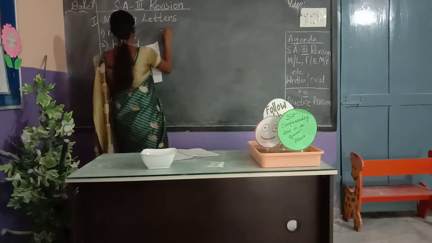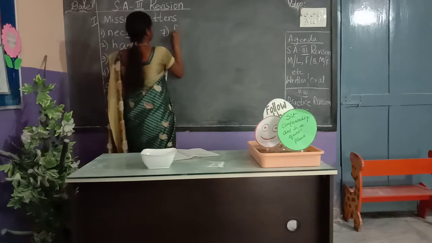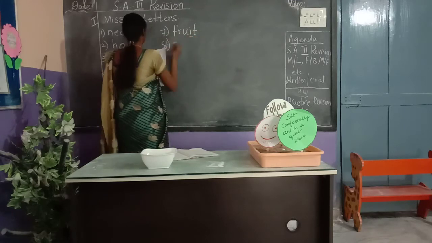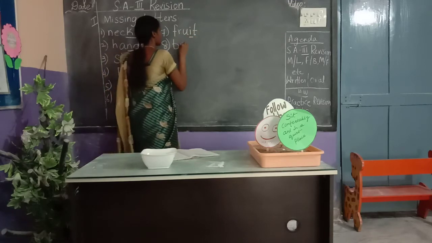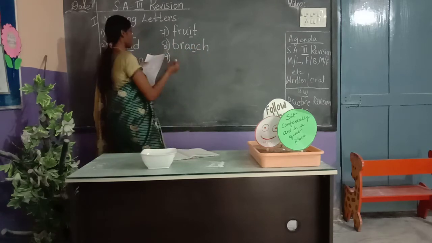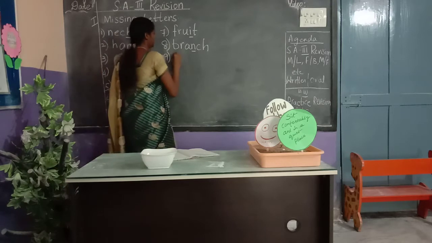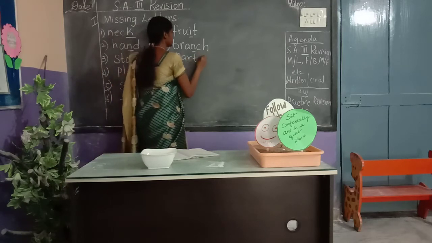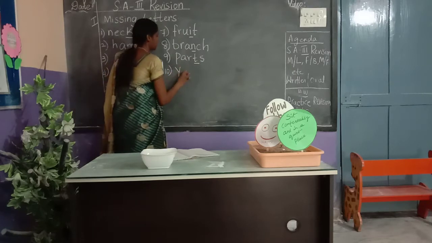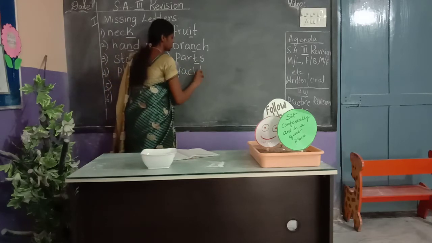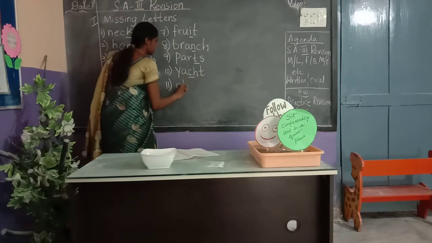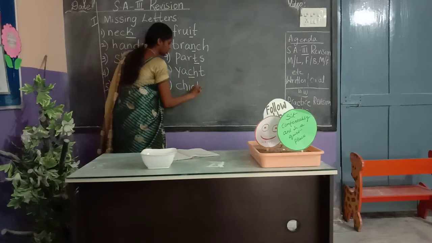Seventh, F-R-U-I-T, fruit. Eighth, B-R-A-N-C-H, branch. Ninth, P-A-R-T-S, parts. Tenth, Y-A-C-H-T, yacht. Eleventh, C-H-I-C-K, chick.